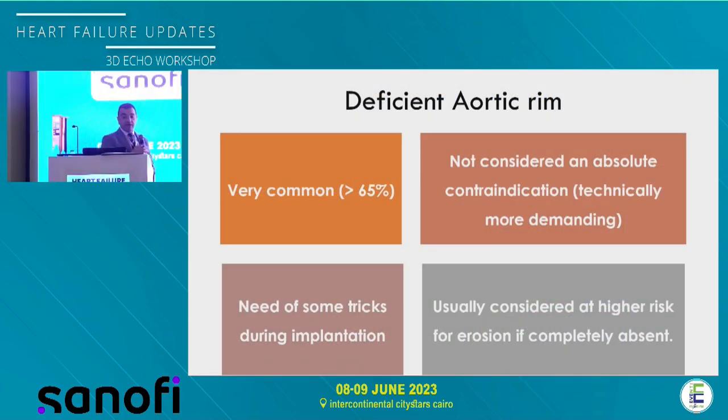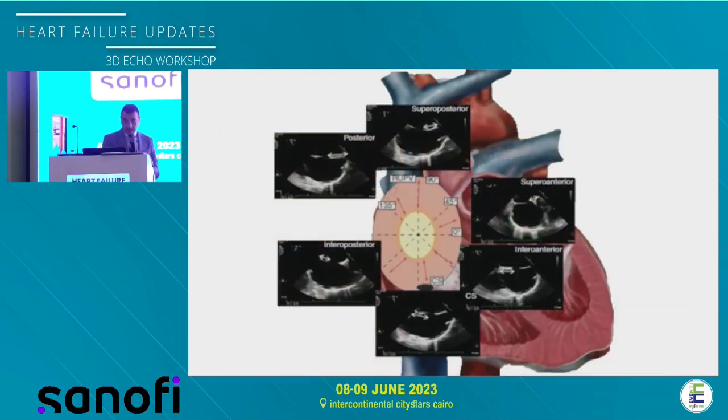Okay? So if you have a deficient aortic rim, as we said, this is very common, and this is not considered an absolute contraindication, but it's technically more demanding and needs some tricks during the implantation, and it's usually associated with a higher risk of erosion if completely absent, what's called the bald aorta. You may have a small rim like 1 or 2 millimeters, but if you don't have a rim at all, it's called bald aorta, and it carries some risk of aortic erosion.